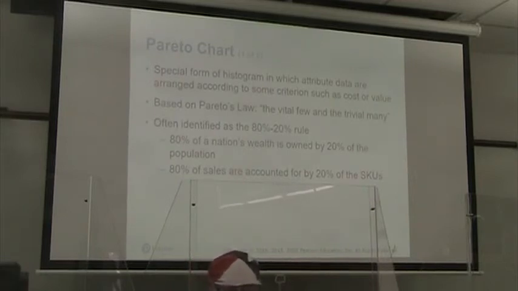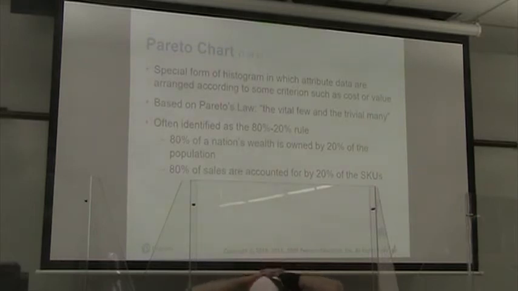All right, so a Pareto chart is a special form of histogram where our attribute data is arranged according to some criteria. That could be cost, it could be value. It's based on Pareto's law. Pareto, of course, the Italian mathematician. We often will call this the 80-20 rule.